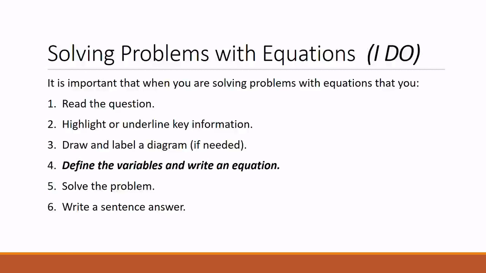So what I'd like you to do is to write down those 6 steps, right? These 6 steps here. Pay particular attention to number 4 because that's the main starting point is to make sure that you define the variables and write the equation correctly. Because after that, solving the equation we should be pretty happy with. And then the last bit is to write the sentence answer. So just pause the video briefly now and write down those 6 dot points.